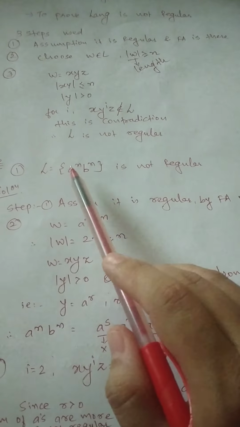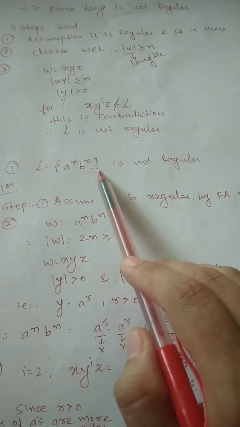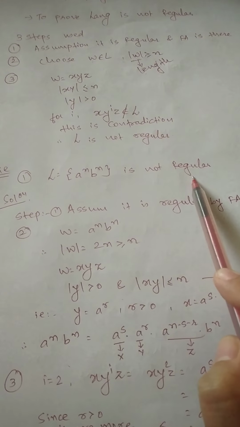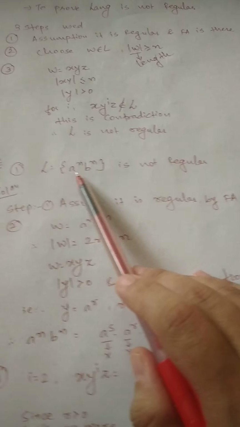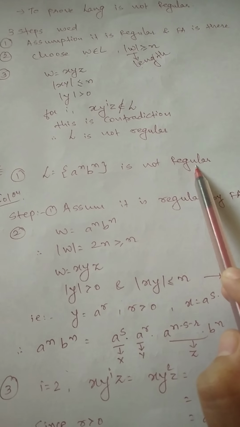Just take the first example. The question is given like this: L is a^n b^n. Just prove it is not regular. It is not stated here that you have to prove it with the pumping lemma, but by default you have to understand that we have to prove it is not regular. That means you have to apply the pumping lemma theorem.